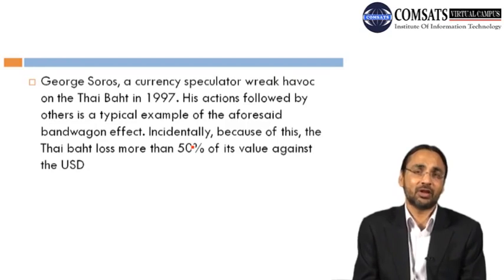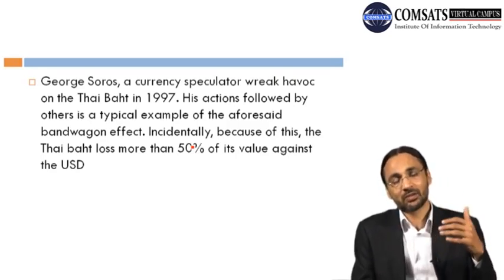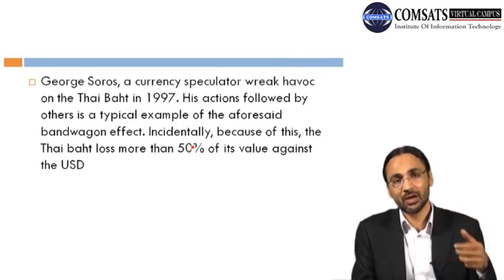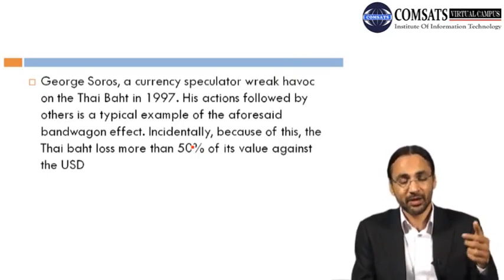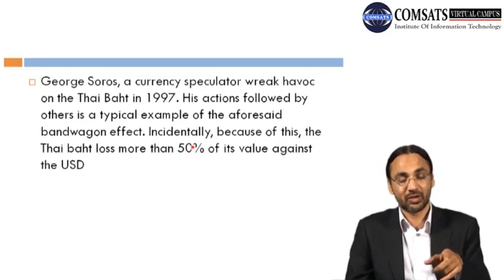People and companies who invested in Thailand started selling their investment, and they were moving away from the Thai baht. All the investment disappeared. Because of the selling, the supply of Thai baht increased in the market. When the supply of Thai baht increased, that means the currency will go down. And in 1997 the Thai baht lost more than 50% of its value against the US dollar because of this.